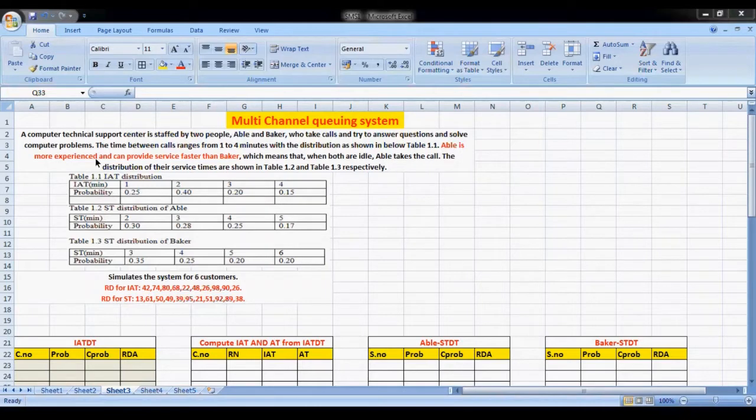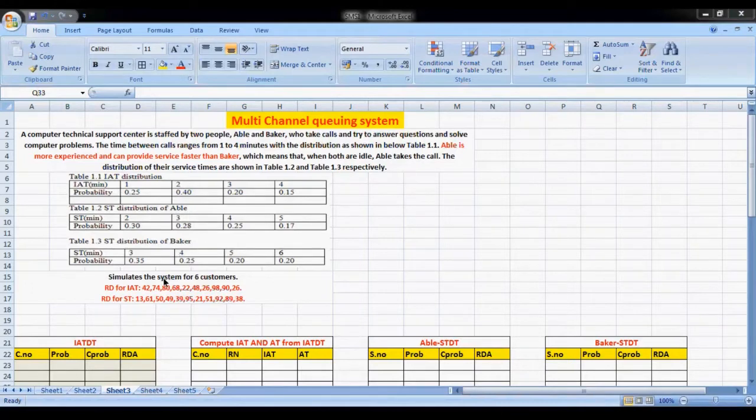Abel is more experienced and can provide service faster than Baker. In this case, when Abel and Baker are both free, we always choose Abel, because the question says that Abel is more experienced and can provide service faster than Baker, which means that when both are idle, Abel takes the call. The distribution of their service times is shown in tables 1.2 and 1.3 respectively. In 1.2, the service time distribution for Abel is given, and in 1.3, the service time distribution of Baker is given.